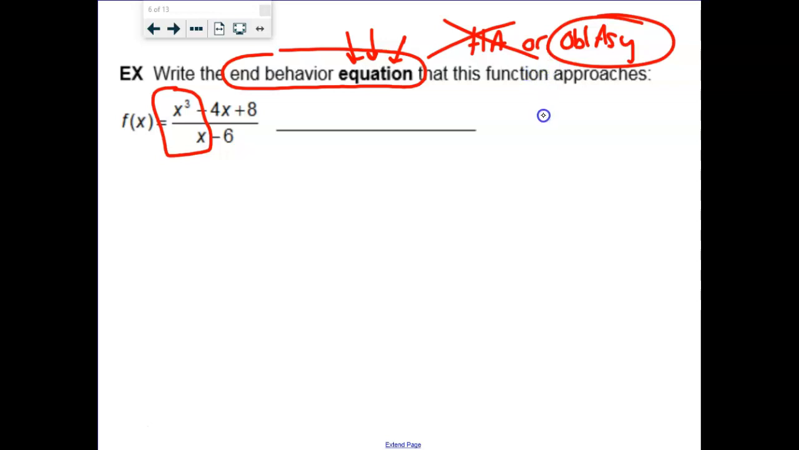Your choice, synthetic or long? Synthetic. That was a quick synthetic. Well, what goes in the box for synthetically dividing these? Positive 6. Good. And then I'm still a little worried because I saw this on a few people's tests. Yeah, there's a 0 in there. Thank you. 1, 0, negative 4, and 8.